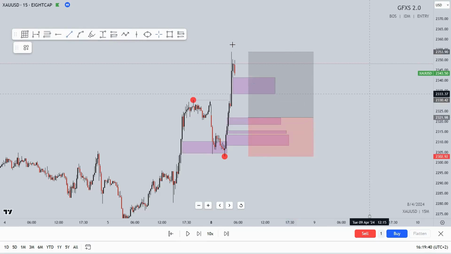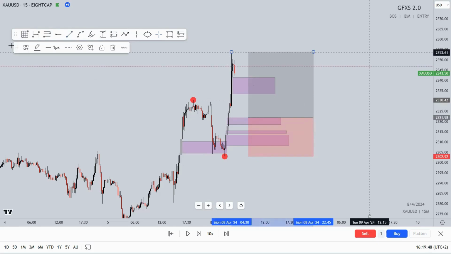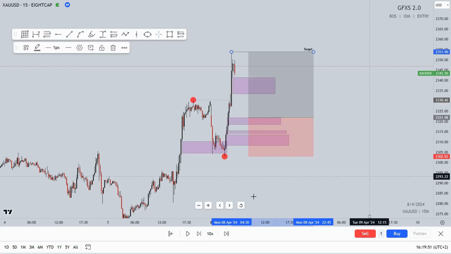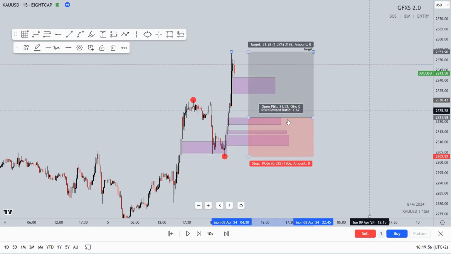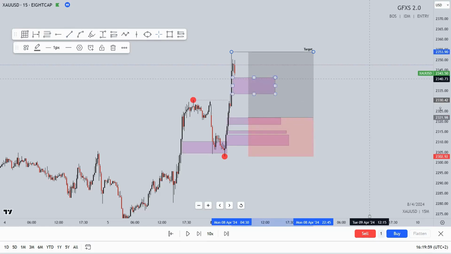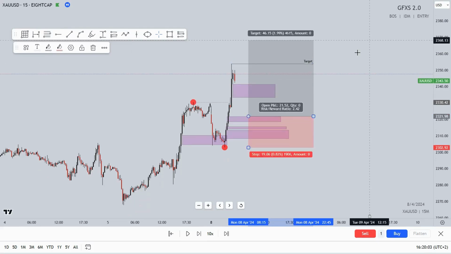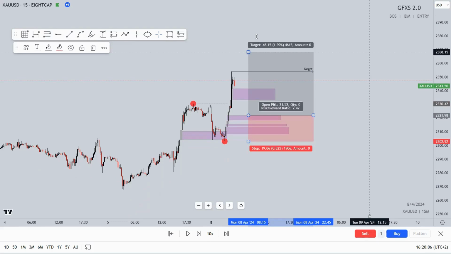So again, this is where you wanna go break even. As soon as this high gets taken, you wanna remove the risk on the trade. This will be TP or target. And then I prefer using buy limits. So you can see that this is a potential 1:1.6. And then I prefer 1:3. And then that means I will increase my target like that.